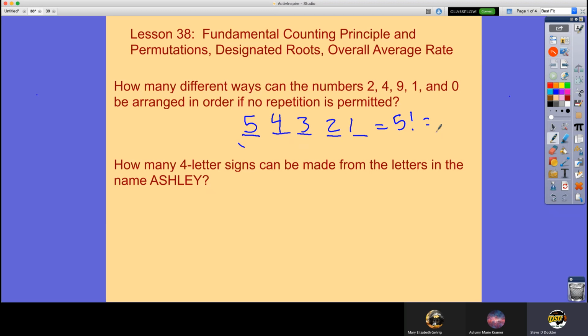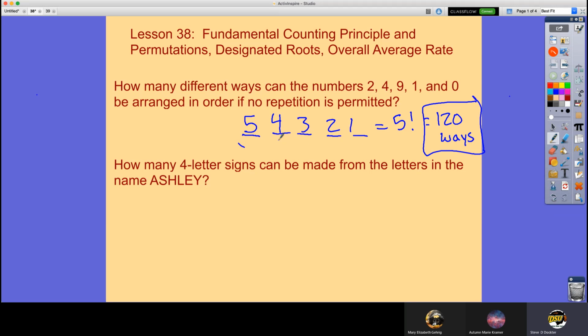We solve that. We get how much? 120. 120 different ways that those numbers can be arranged. Now, this is what I would do. Technically, you could use the permutation formula to get it figured out, but I would do it this way instead.